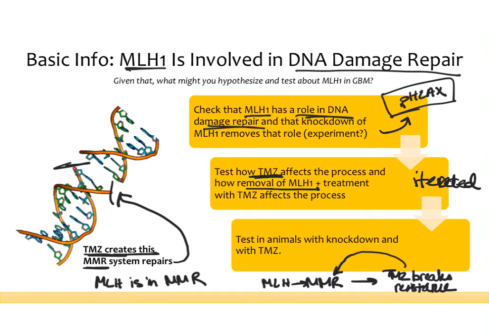We might take that and test it in animals because, of course, we want to make sure that it really does carry over to humans and really is happening. So we might go and test with the knockdown and with TMZ in animals. What do we see? So that was just a very simple example. Usually it takes a few different takes to figure out the mechanism, and it might involve a few different links. This was sort of one simple link, MLH1, MMR, TMZ. But it might take more than that to really figure out what is going on in this mechanism.